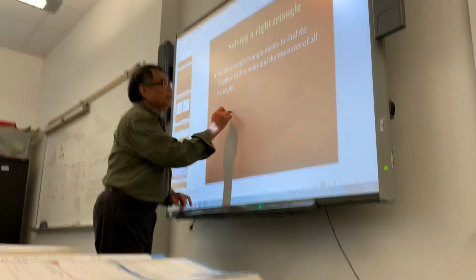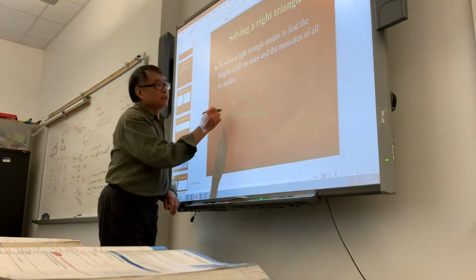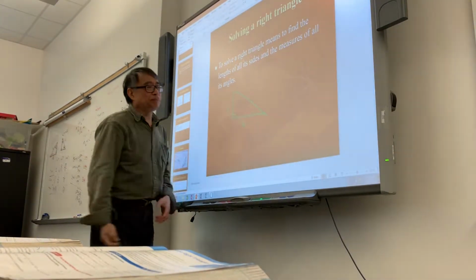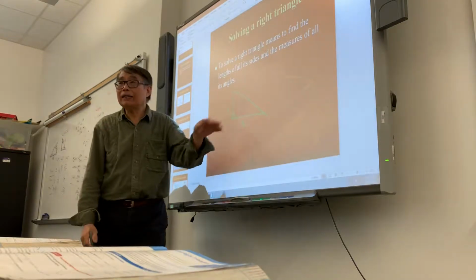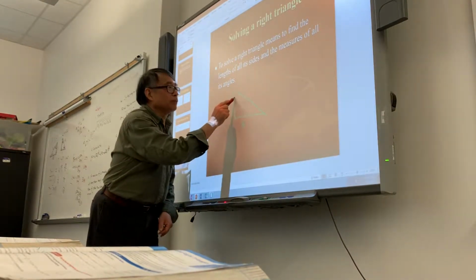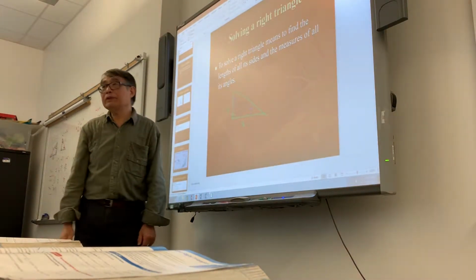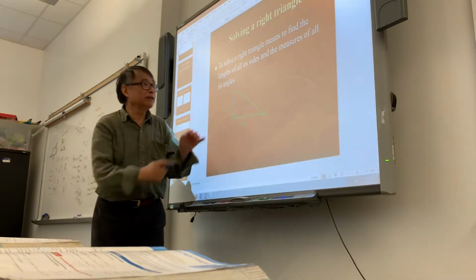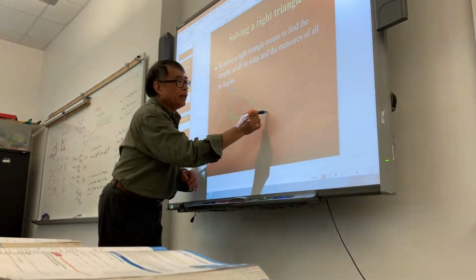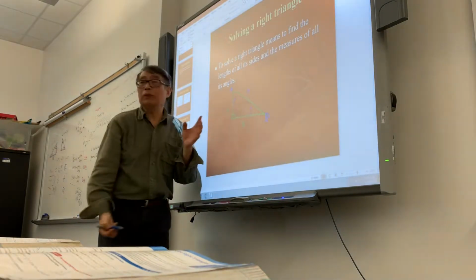For instance, we have a right triangle. The question gives us 3, 4. Can you find this side? Yes. Can you find this angle? So far, no. Do you understand, please? Today, we need to find angle A, angle B, and side AB.